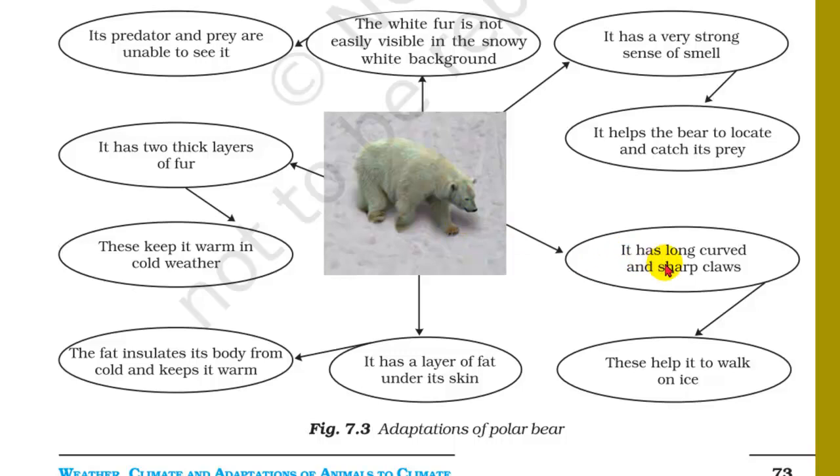Polar bear has long, curved and sharp claws which help it to walk on ice. Polar bear has a layer of fat under its skin which is known as blubber. This blubber insulates its body from cold and keeps it warm.